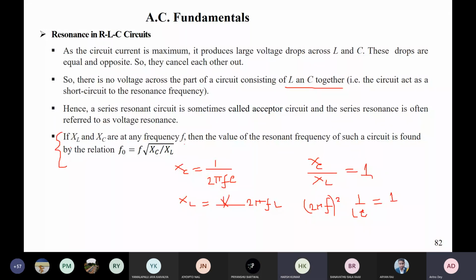Sir, f0 is basically 1 by 2 pi root LC. So, sir, they are substituting in this equation f0 equal to 1 by 2 pi root LC, which we have generalized. So, sir, here you can say that XC by XL will be 1 by 4 pi square f square LC.